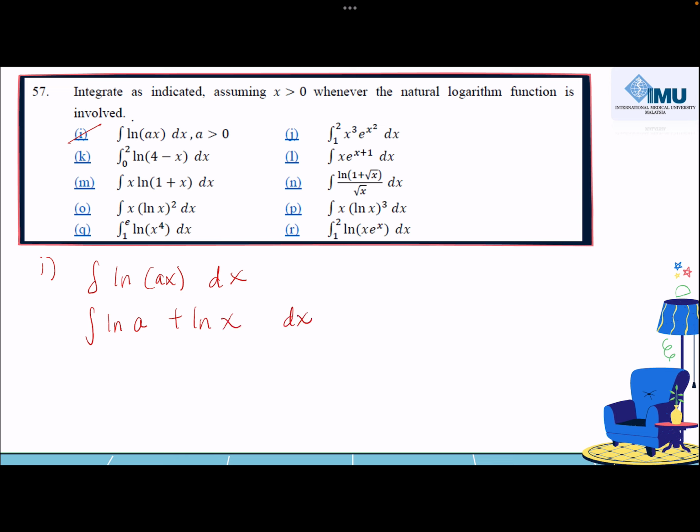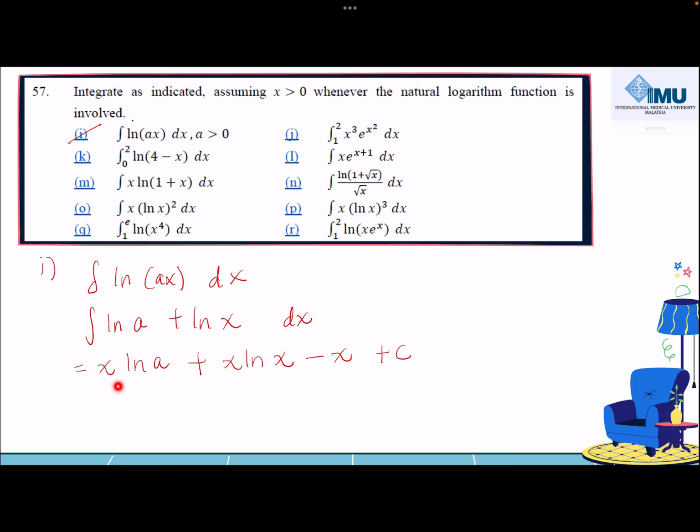Hence, you can directly integrate. Ln a is just a constant. Integrate a constant will be x ln a. Meanwhile, integrate ln x. You know the formula. It will be x ln x minus x plus c.